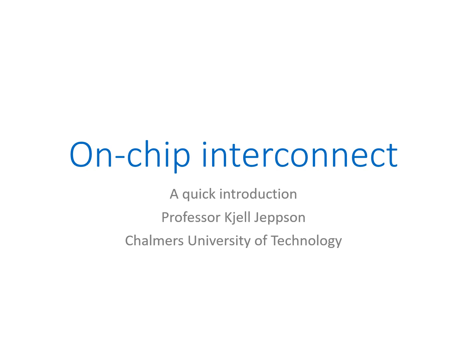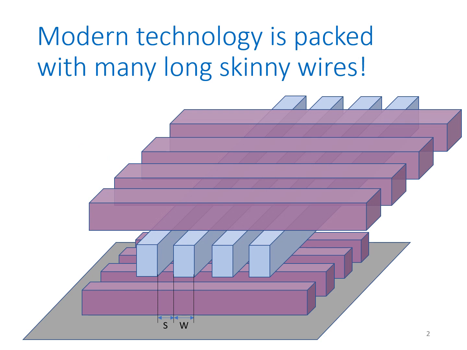Welcome to this quick introduction to my lecture on on-chip interconnect and the propagation delay caused by long wires. Modern technology is packed with many long, skinny wires. Wires, like this one in the middle, have capacitances along its sidewalls to neighbors in the same layer, along its top side to neighbors above, and along its bottom to neighbors below.